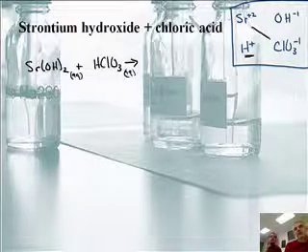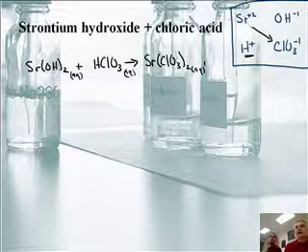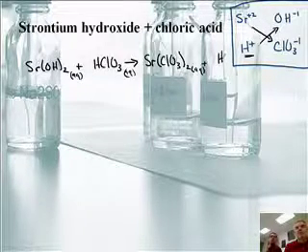Now we're going to change partners. So the strontium is going to get together with the chlorate. That's positive 2, negative 1, so Sr(ClO3)2. And I happen to know that also is aqueous. Look it up on the table if you don't believe us. Plus, H is going to get together with OH, so that'll be HOH.